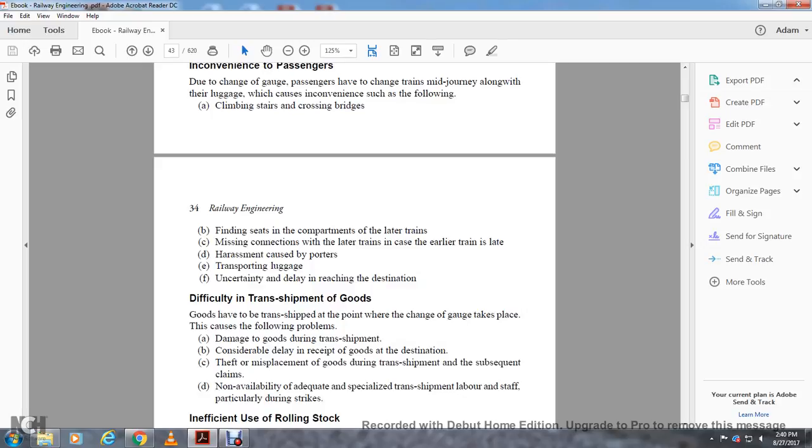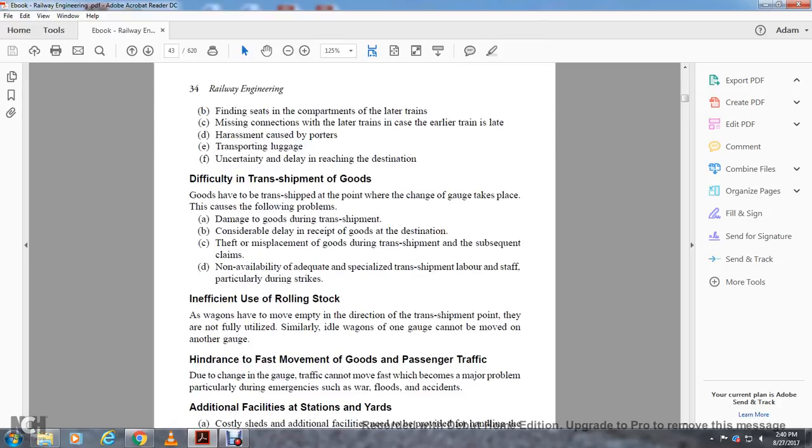Difficulty in transshipment of goods. At the point where the change of gauge takes place, goods must be transshipped, which causes the following problems: damage to goods during transshipment, considerable delay in the receipt of goods at the destination, theft and misplacement of goods during transshipment, subsequent claims, and non-availability of adequate specialized labor and staff, particularly during strikes.